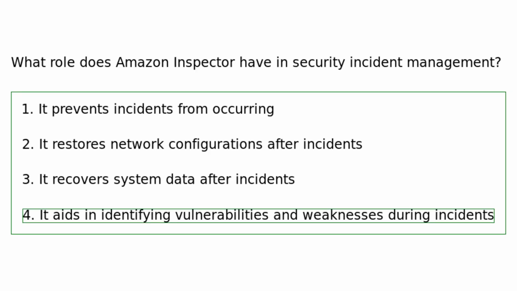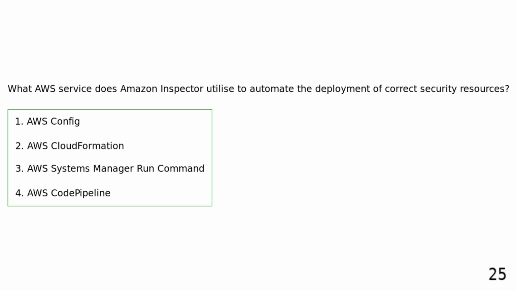Amazon Inspector plays a role in security incident management by aiding in identifying vulnerabilities and weaknesses during incidents, allowing for a proactive response to security breaches. What AWS service does Amazon Inspector utilize to automate the deployment of correct security resources? AWS Config. AWS CloudFormation. AWS Systems Manager Run Command. AWS Code Pipeline.